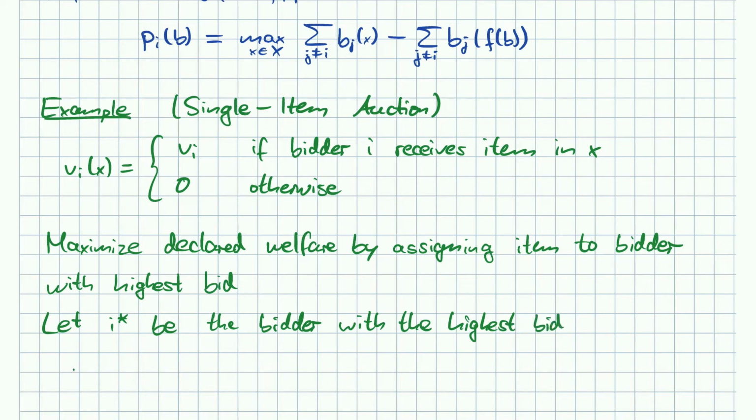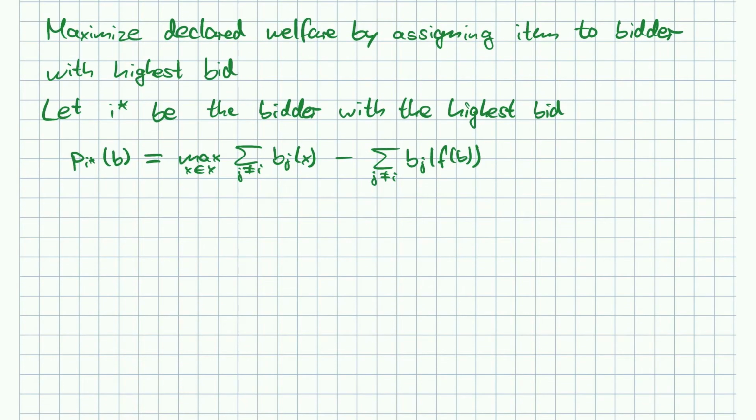Well, then what will p_i star of b be like? We're maximizing the social welfare but not counting bidder i, and then from that we're subtracting the declared welfare when bidder i is not counted, but it is present in the optimization. How much is which of the two? How would I maximize declared welfare if bidder i, i star they're called in this case, is not present?